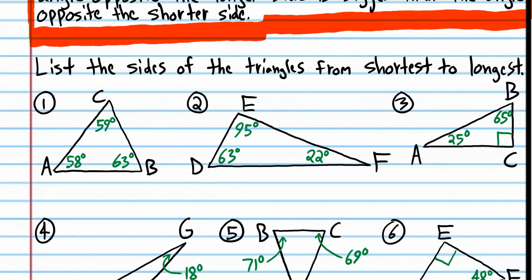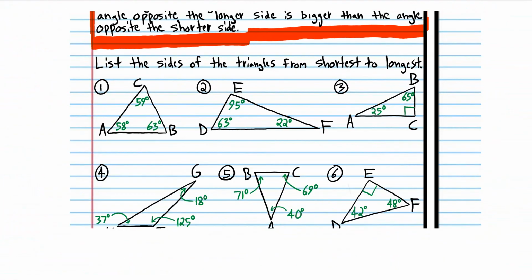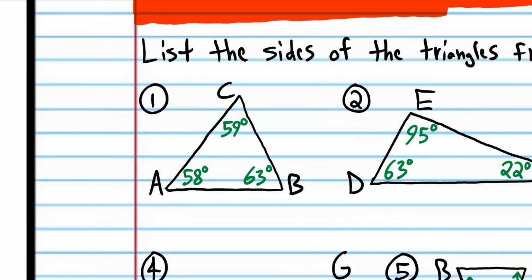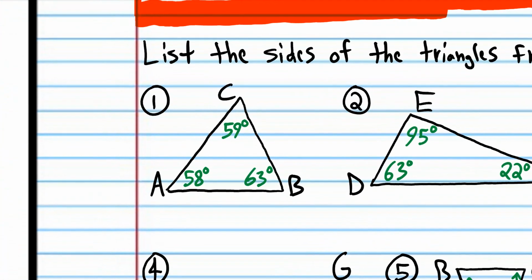It says list the sides of the triangles from shortest to longest. So we're going to do these first three problems together. What those theorems tell us is that the shortest side is the side opposite the shortest angle. I know that this side I'm highlighting blue here must be the shortest side because the angle opposite that side is the smallest angle. So that's the shortest side, so I'm going to list that CB.